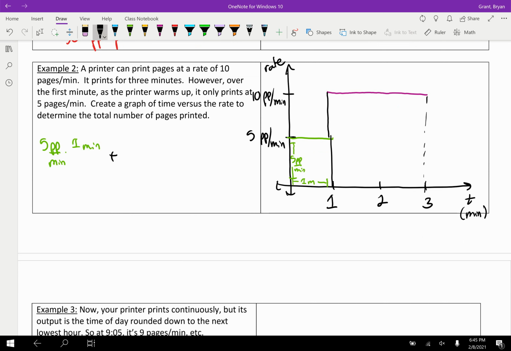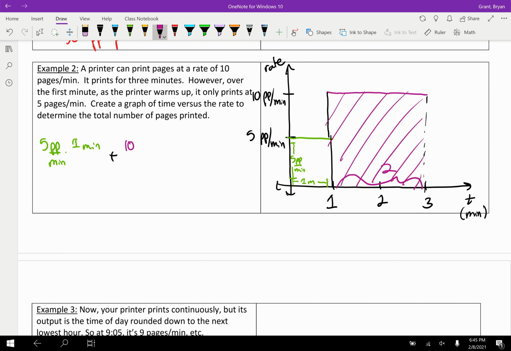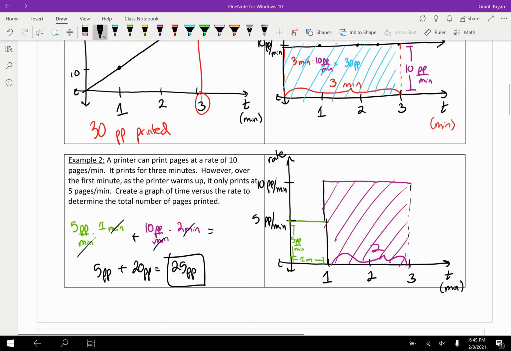And then we add on the second rectangle, which is this guy over here. I guess I can shade this one in. This one, of course, has a base of 2 and a height of 10 pages per minute. Very weird to think of heights in terms of rates, but that is what we're doing here. And as we go through and work this problem out, I think our minutes cancel. We're left with 5 pages times 1, which is just 5 pages, plus 10 pages times 2, which is 20 pages. And if we add them together, we get 25 pages. Look at that. Very exciting.